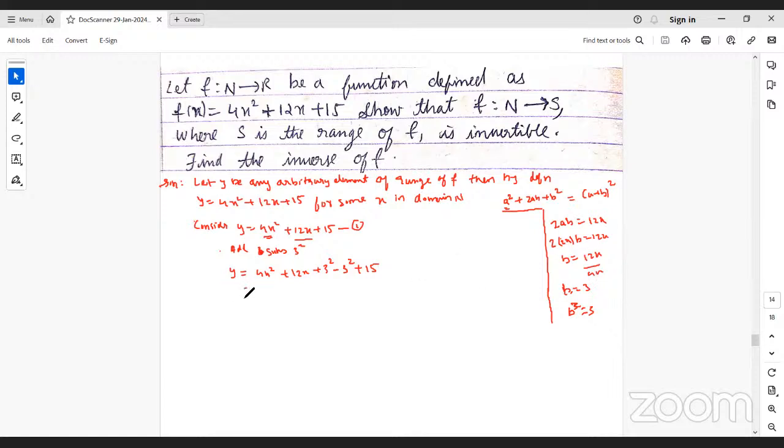And now directly see, these first 3 terms will form a perfect square, 4x plus 3 whole square. Now see, minus 3 square is minus 9, and minus 9 plus 15 will be plus 6. So this will be the value of y, and again we need to convert it in the form of the function. So we want the equation for x.